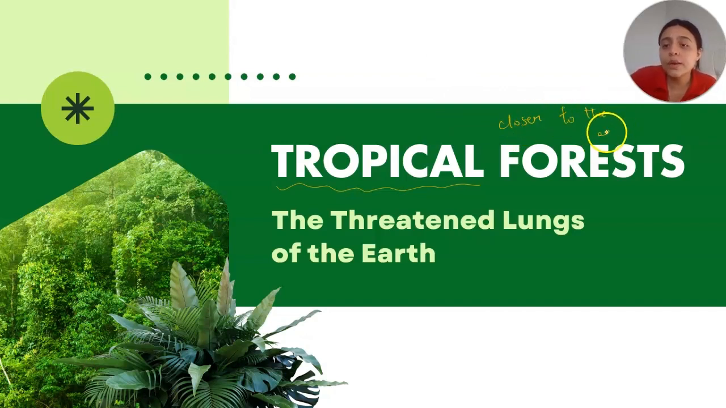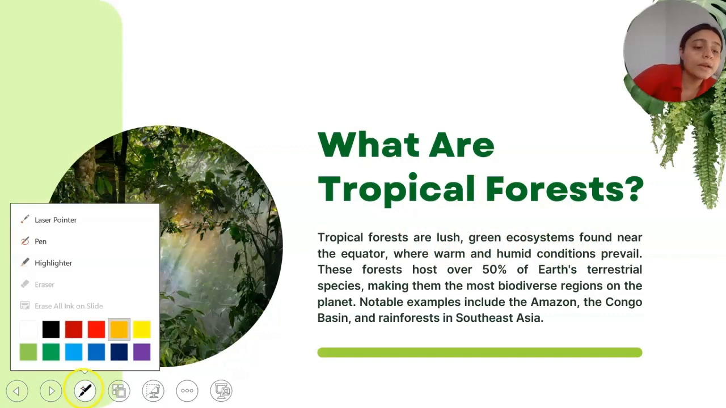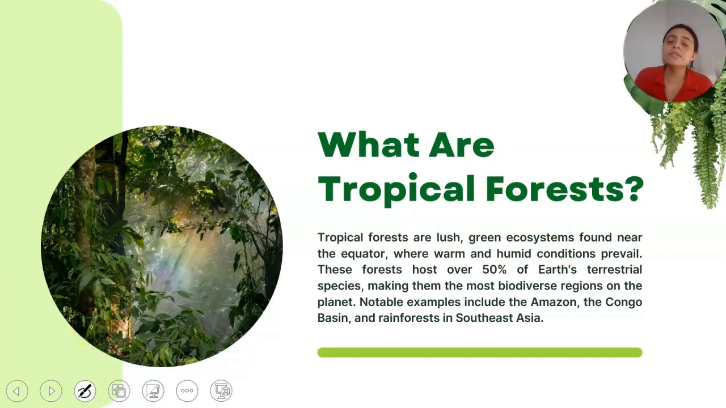Closer to the equator region. So basically, the major types of flora and fauna you can find in these tropical forests. So what are tropical forests? They are lush, green ecosystems found near the equator. Near the equator means they can face every type of season, be it hot, cold or rainy. That is why they have the conditions which can help in surviving different types of flora and fauna.